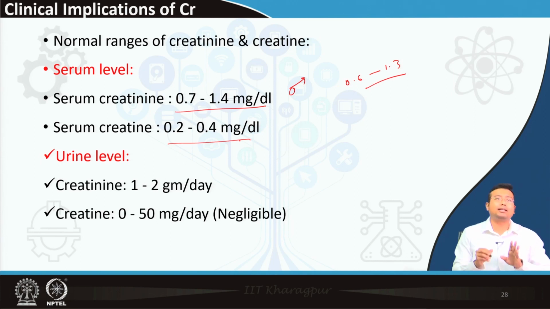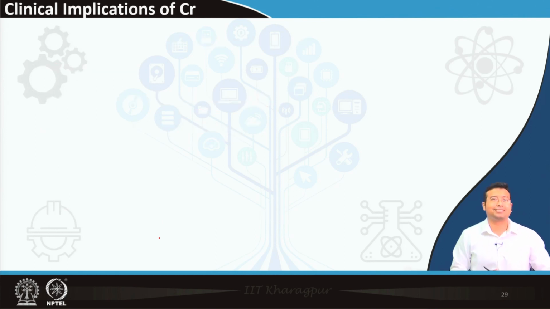Similarly, in case of urine, creatinine is excreted in urine, it is the normal excretory product, so 1 to 2 gram per day, mind it is gram, whereas the value of creatine is 0 to 50 mg per day, it is almost negligible compared to creatinine excretion, right. So, all these levels are important and MCQ answers, right.